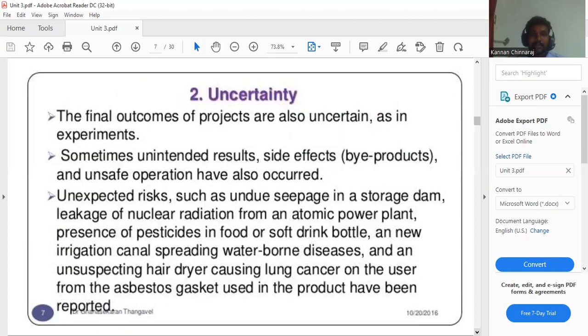Second one is uncertainty in similarities. The final outcomes of a project are also uncertain as in an experiment. Sometimes unintended results, side effects, byproducts, and unexpected operations have also appeared. Unexpected risks such as undue seepage in a storage dam, leakage of nuclear radiation from an atomic power plant, presence of pesticides in the food or soft drinks, a new irrigation canal spreading waterborne disease, and an unsuspecting hair dryer causing lung cancer on the user from the asbestos used in the product have been reported.